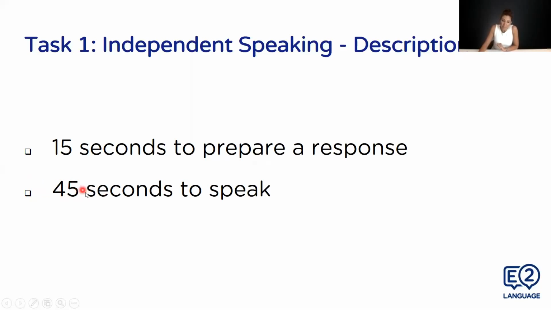And at 45 seconds, your time is going to cut out. Now what you want to try to do is give a full response within that 45 seconds. If you finish a couple of seconds early, it's not a big deal. But if you only speak for 30 seconds, you may get penalized, okay? Because what they're looking for is a full response with a beginning, a clear middle, and an end.